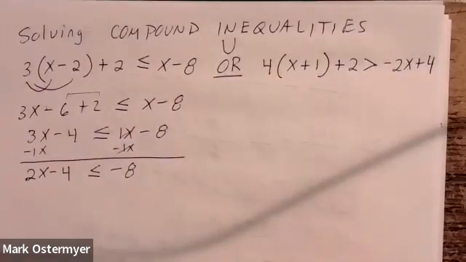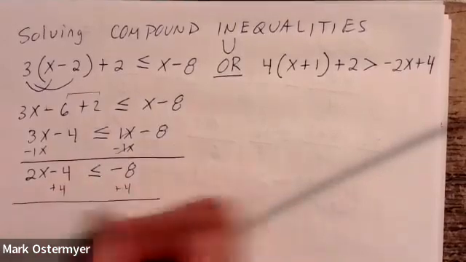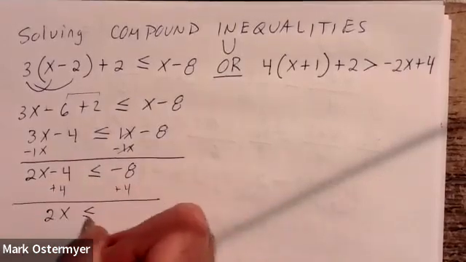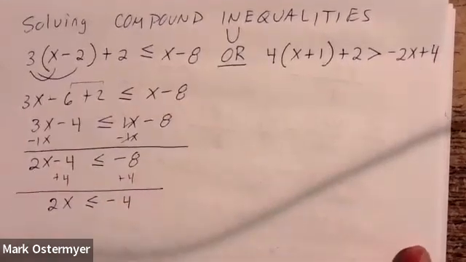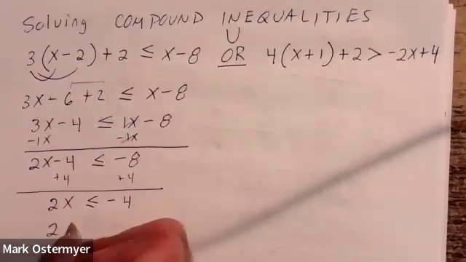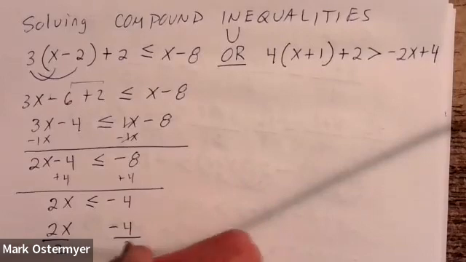Now, continuing to separate, I'm going to add 4 to both sides. So I have 2X is less than or equal to -4. Finally, I divide both sides of my inequality by a +2. And because I'm dividing by a positive, I do not have to flip my inequality around.